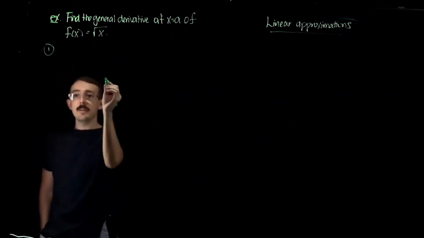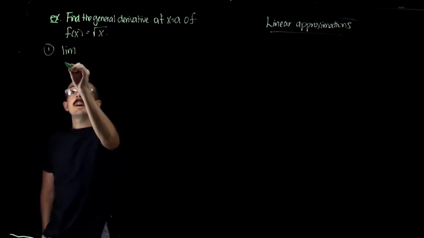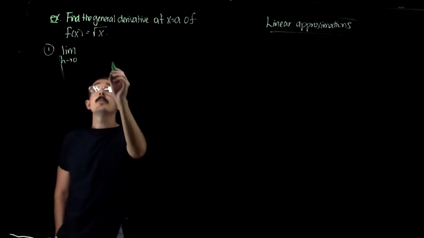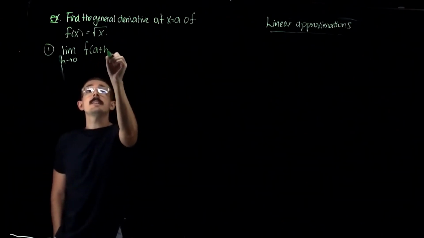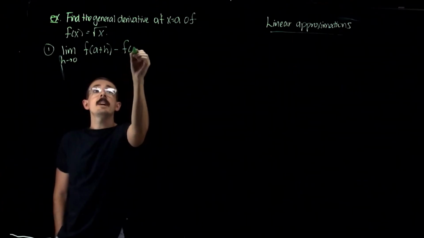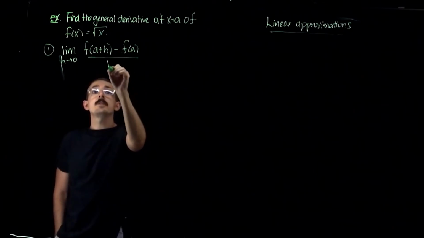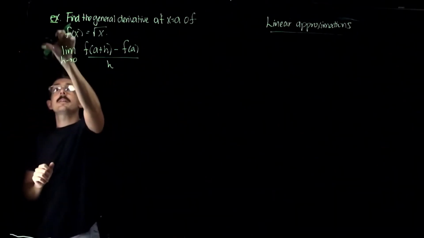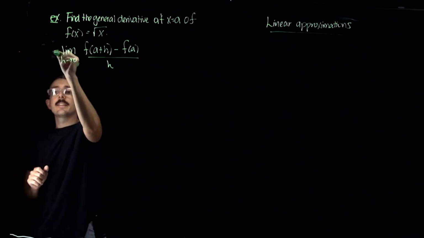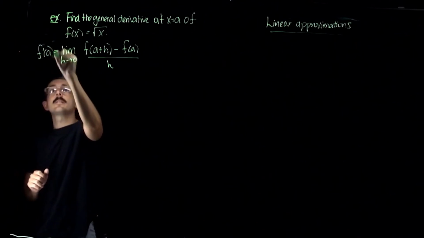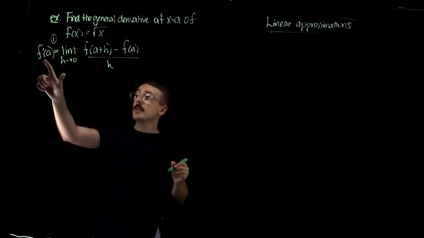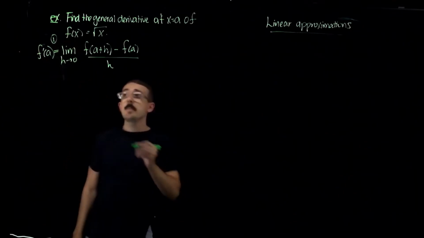So I'm going to use definition 1. So this is the limit as h goes to 0 of f of a plus h minus f of a all over h. And just to be nice and complete here, let me say that this is f prime of a, just to write it all out nicely. I am using the first definition of the derivative. So the derivative at a is equal to this expression.